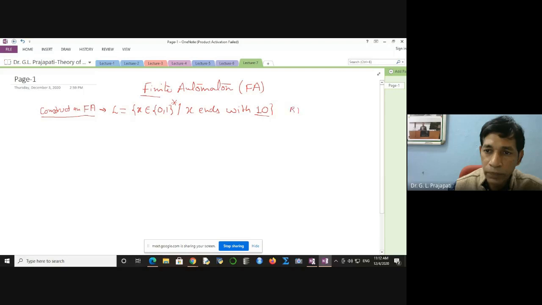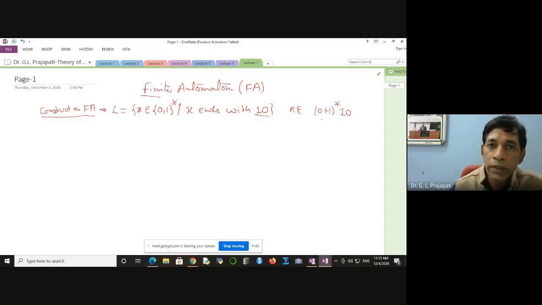The corresponding regular expression you can say is like this: (0+1)* followed by 10, so it ends with 10. So this is the regular expression for this case. Okay, so how can we construct it?